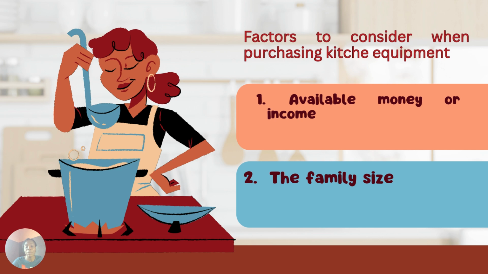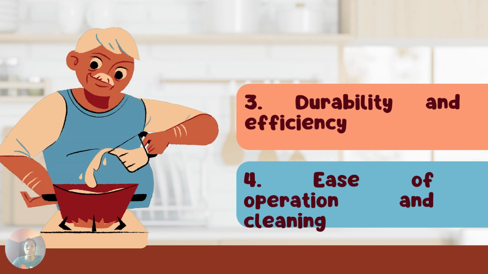So you know that a family of 10 will buy a bigger pot, while a family of three will buy a smaller pot. So the same thing with other kitchen equipment that will be used in the kitchen. Now, another factor you need to consider is durability and efficiency.